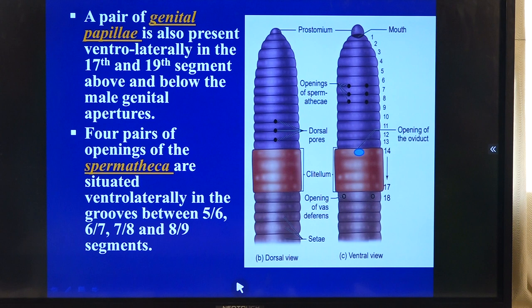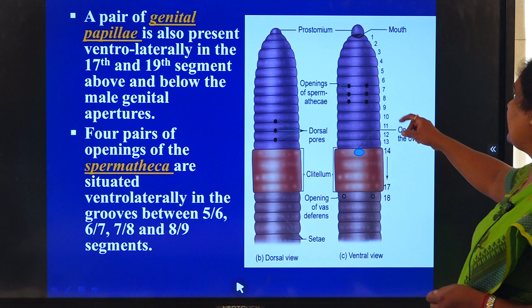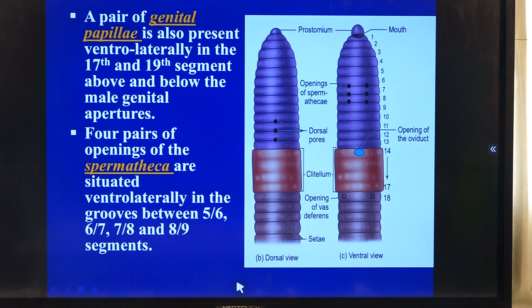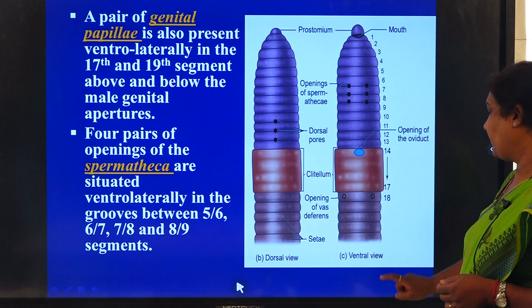Four pairs of openings of the spermatheca are situated ventrolaterally in the grooves. In the grooves, that is, between two segments: in the grooves between the 5th and the 6th, then the 6th and the 7th, the 7th and the 8th, and the 8th and the 9th. So that was about this earthworm.